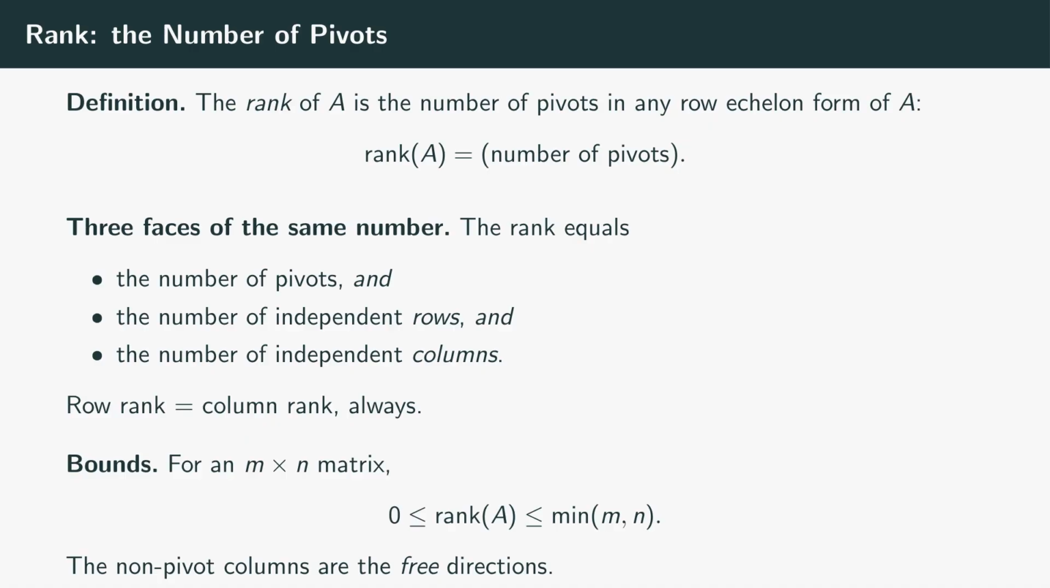For a matrix with m rows and n columns, the rank is at least 0, and at most the smaller of m and n, since you cannot have more pivots than rows or more pivots than columns. The columns that do not receive a pivot are the free directions of the system, and as we will see, those free columns are exactly where extra solutions come from.